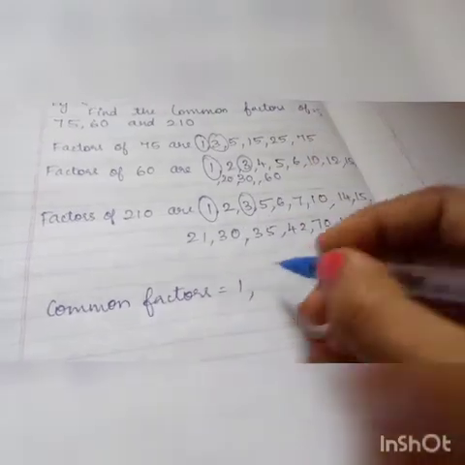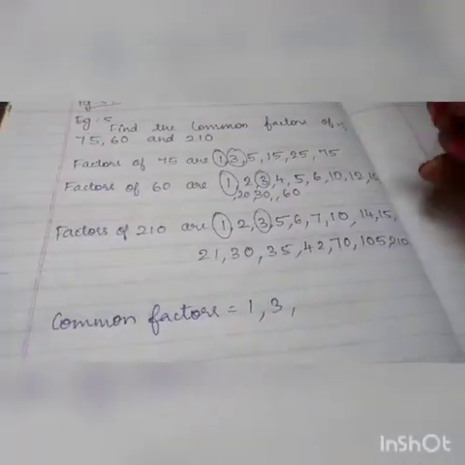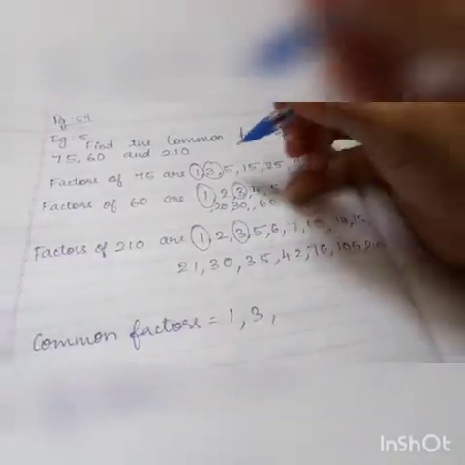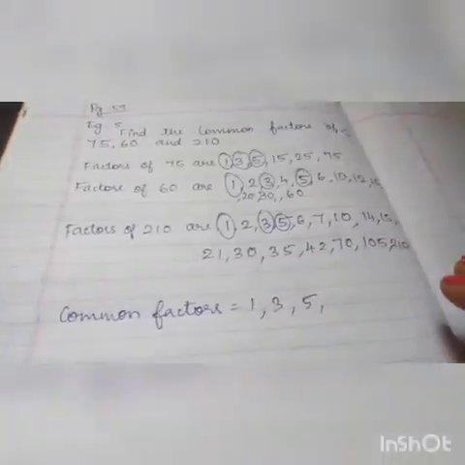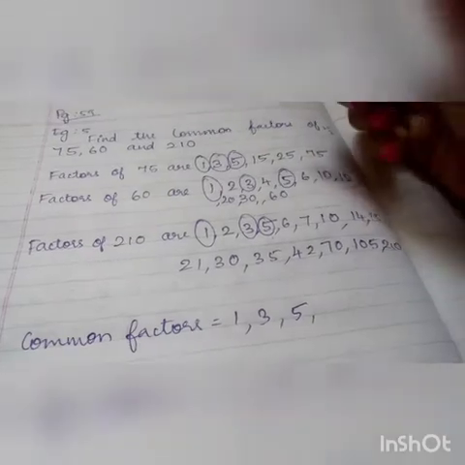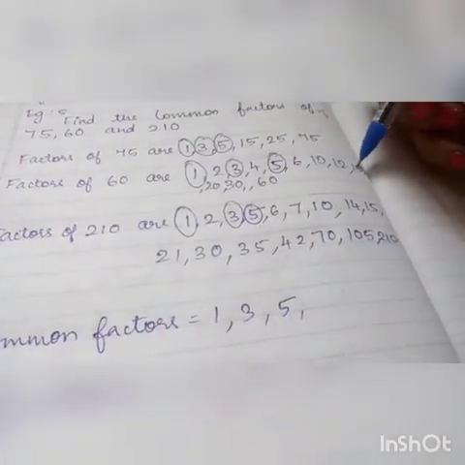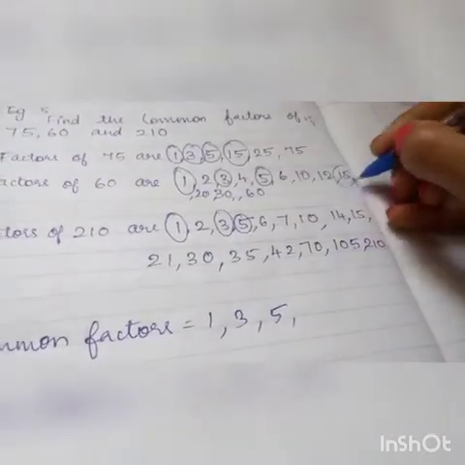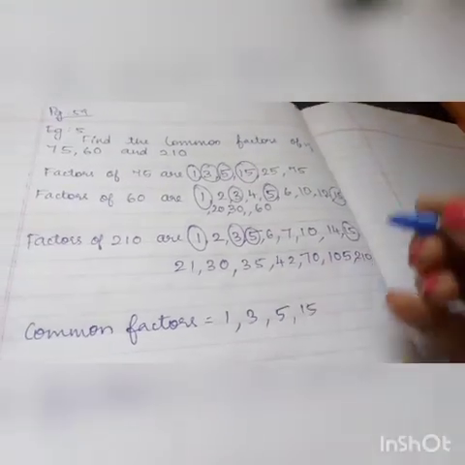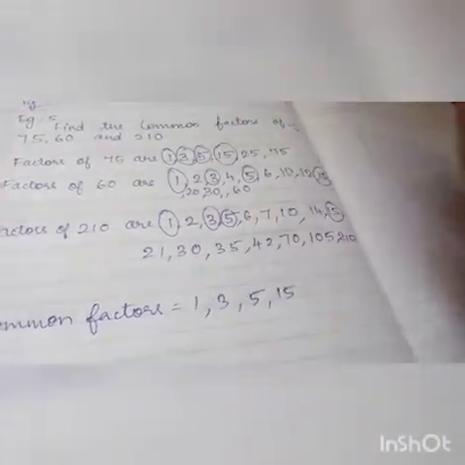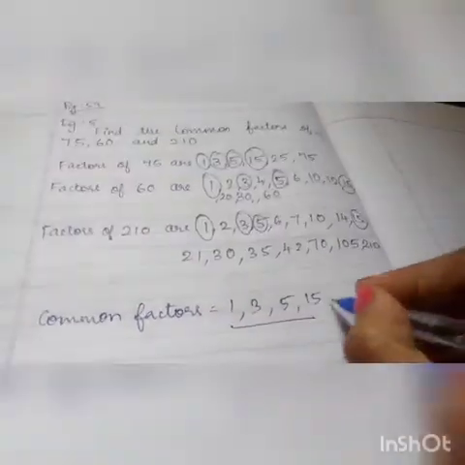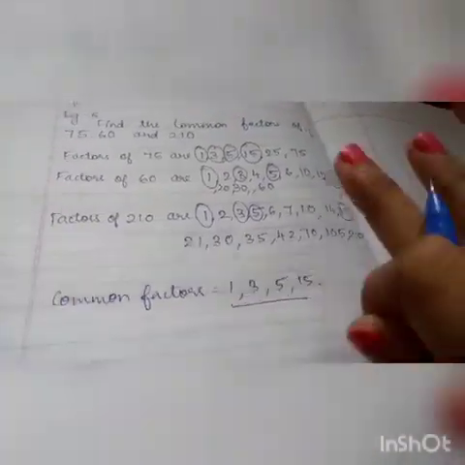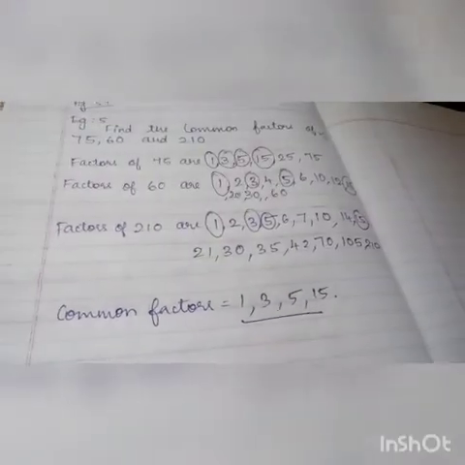3, 5, yes, 5. Next, 15, yes, 15. 25, no. 75, no, that's all. These are the common factors. You can keep a full stop at last because it ends here, because common factors are finite.